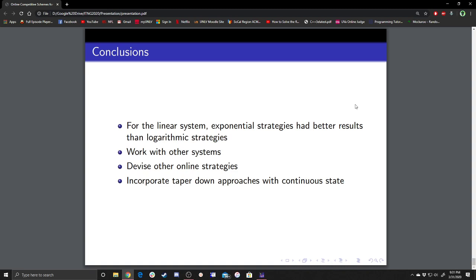So we did logarithmic and we did exponential. We can try other types of curves to determine and pick our strategies or states for the online algorithm. And of course, we've worked on taper down algorithms in the past, and we want to maybe apply these taper down algorithms, where we power down at an earlier time than x of m, depending on whether the system is very busy or slack.